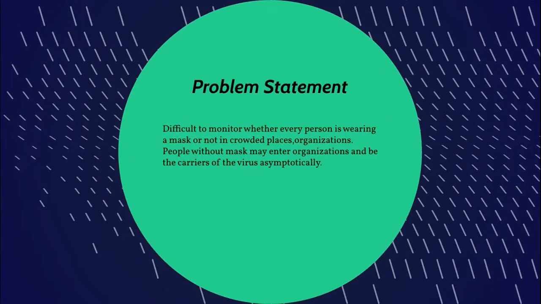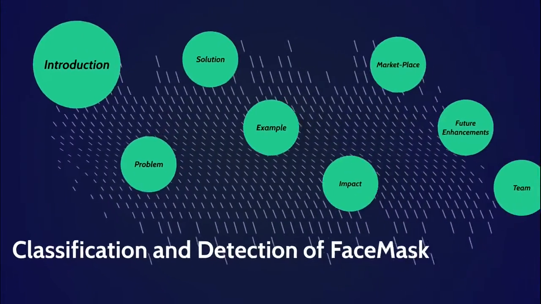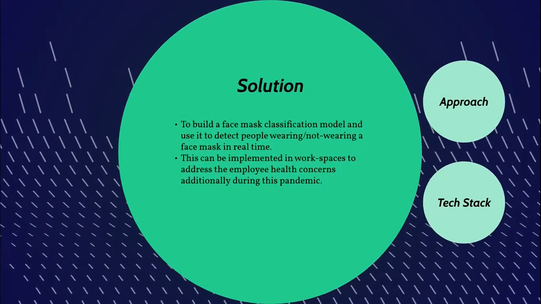Coming to the problem statement, it's very difficult to monitor everyone in crowded places, organizations, and other gatherings. People might enter organizations and other places without masks and might be the carriers of the virus. The solution we've come forward with is to build a face mask classification model and use it to detect people wearing and not wearing a face mask in real time. This can be implemented in workspaces to address employee health concerns during this pandemic.